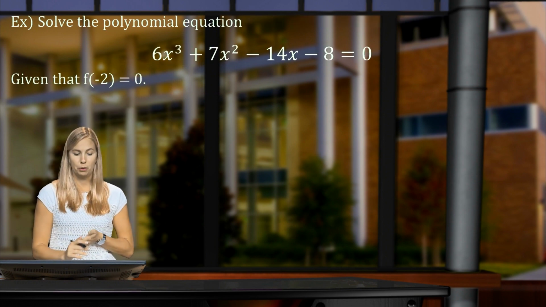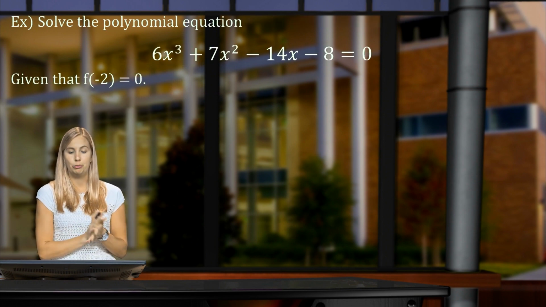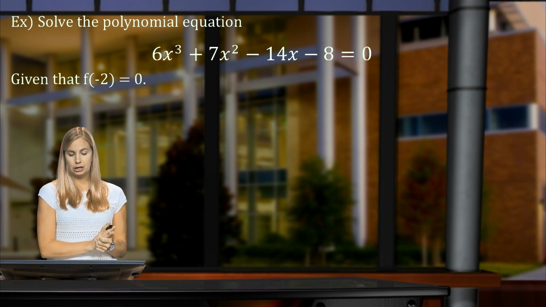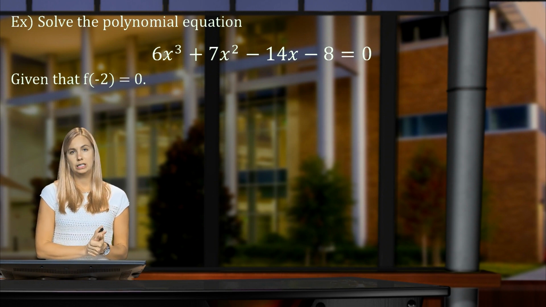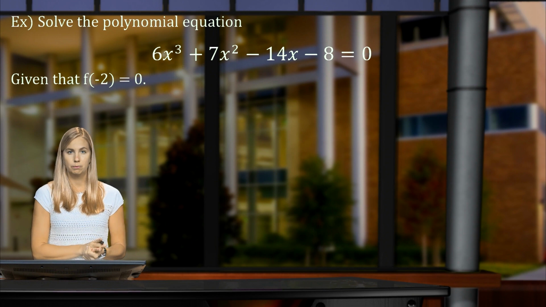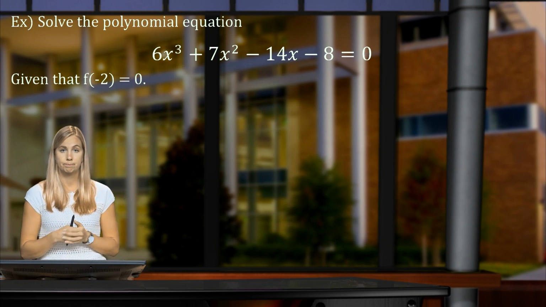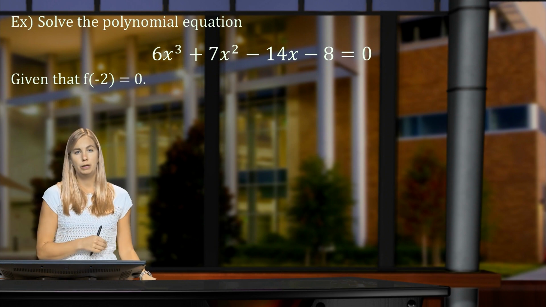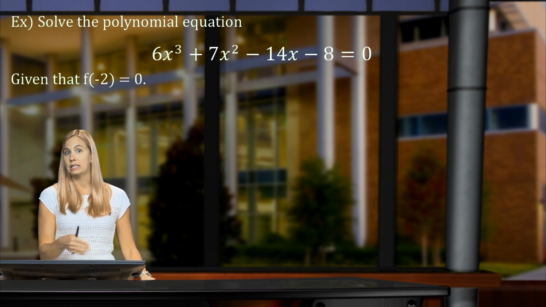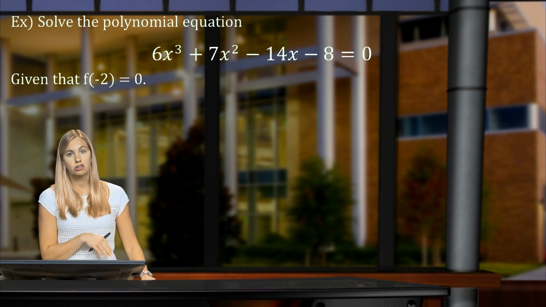So our last example, we're going to solve a polynomial equation. 6x cubed plus 7x squared minus 14x minus 8 equals 0. So solving means that we've got to find what x equals, right? Well, we've seen polynomial equations before. Traditionally, we see them as quadratics, though, and we can factor that.